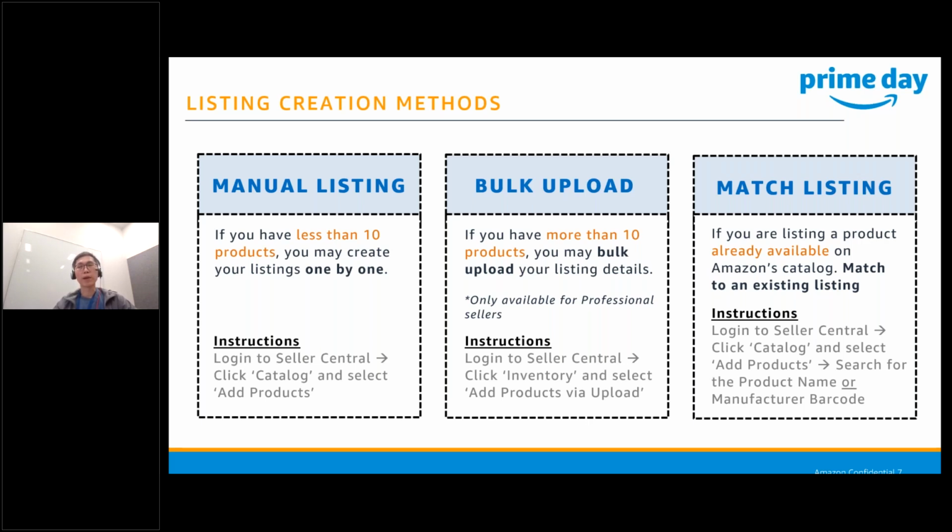So there are a total of 3 methods that you can use to create your listings. First of all, you can do it manually. If you have fewer than 10 products, it might be more time saving to do it manually, one by one. The instructions are there.